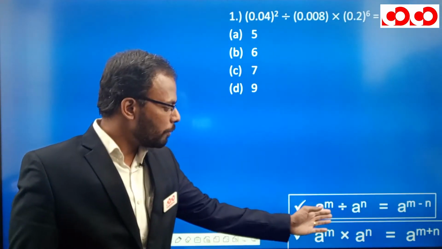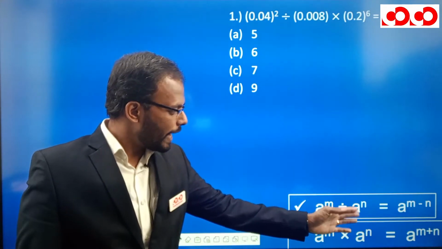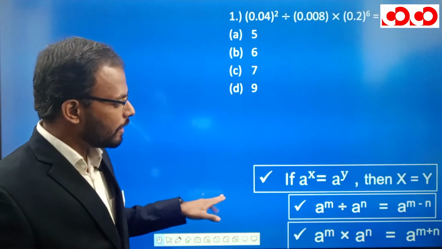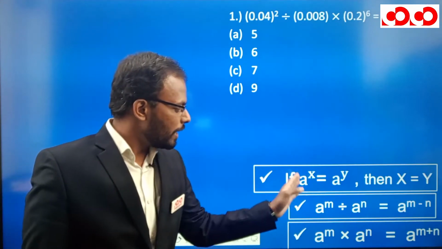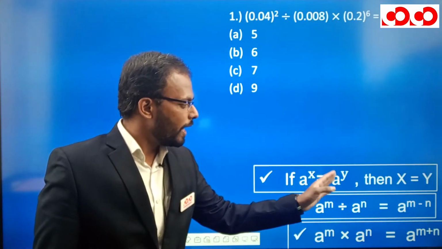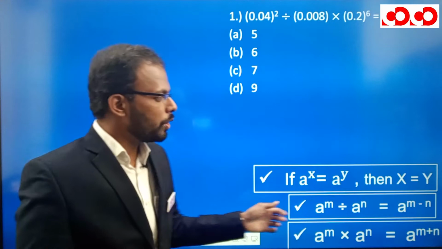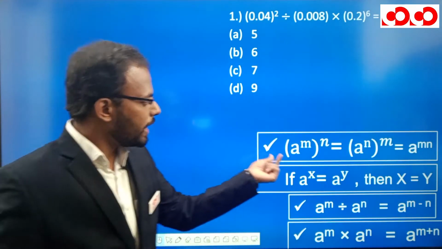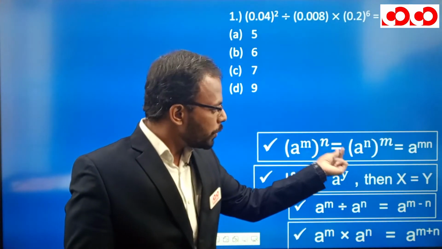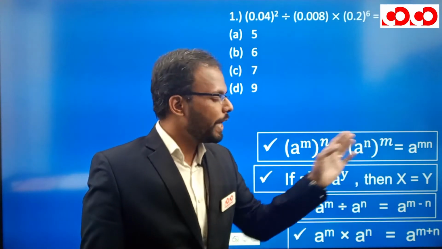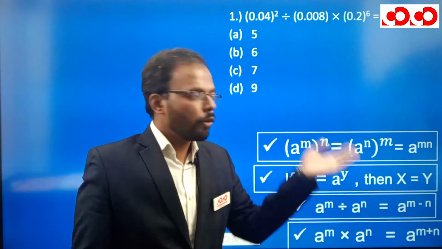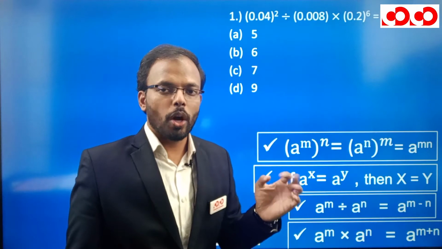Second formula is a to the power m divided by a to the power n is equal to a to the power m minus n. Third, if the bases are the same, that is a to the power x is equal to a to the power y, then we will say that x is equal to y. And fourth, most important, (a to the power m) to the power n is equal to a to the power of mn. These are the 4 formulas which we are going to use to solve this problem.